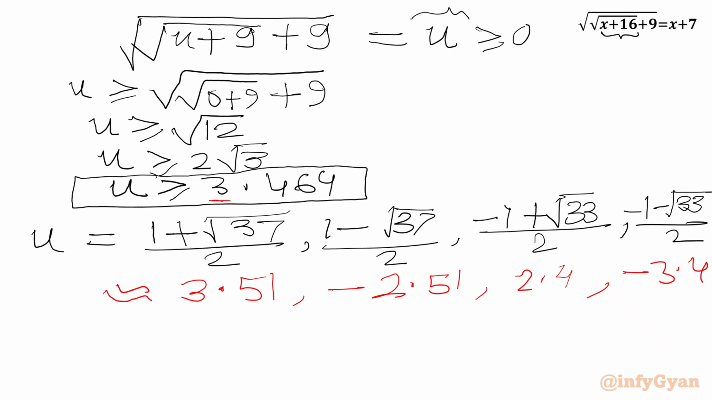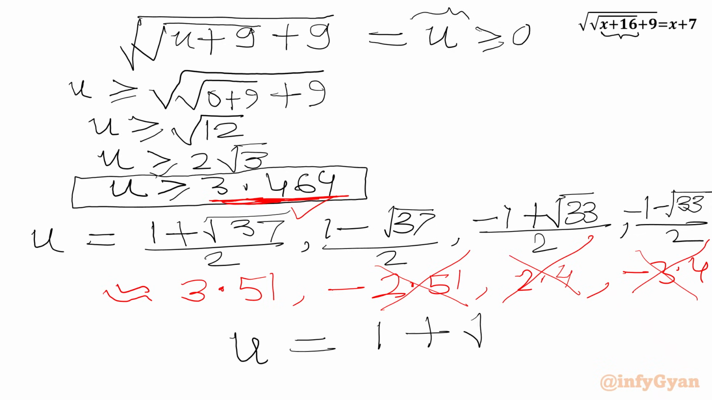But we have to accept u greater than or equal to 3.464. So here we will reject this. This value also we will reject. So this is the only solution which we are going to accept. So we will write here u equal to 1 plus square root 37 over 2.